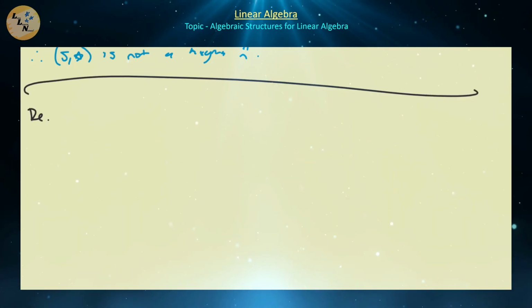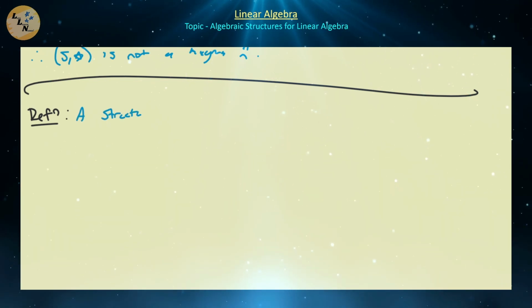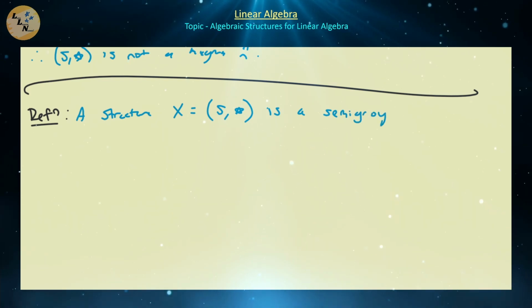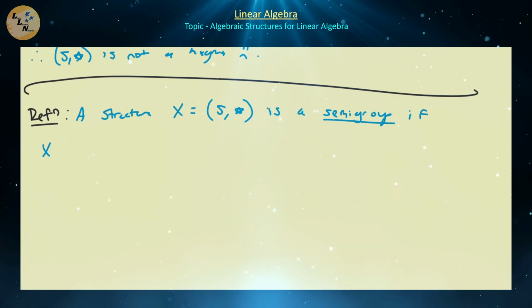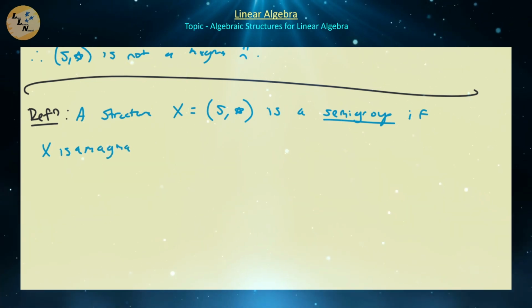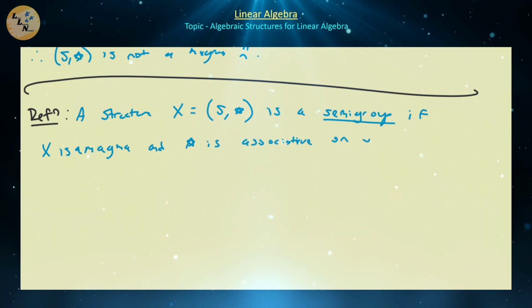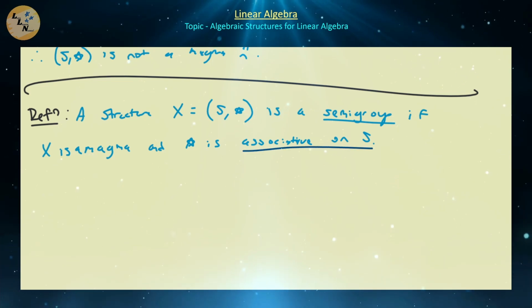Let's define our second. So our second structure is going to be the following. A structure X, which is going to be, again, a set S coupled with a binary operation star, is called a semigroup if X is firstly a magma and star is associative on S. So what do we mean by associative or associativity on S?